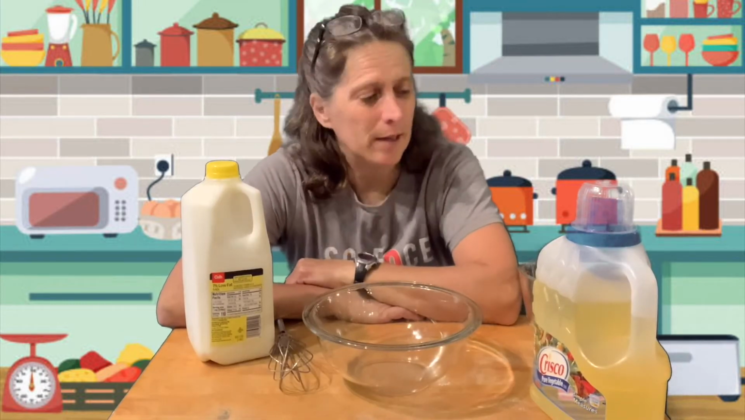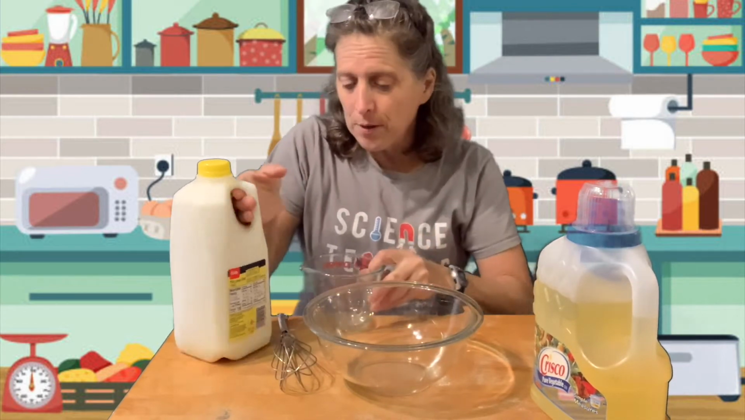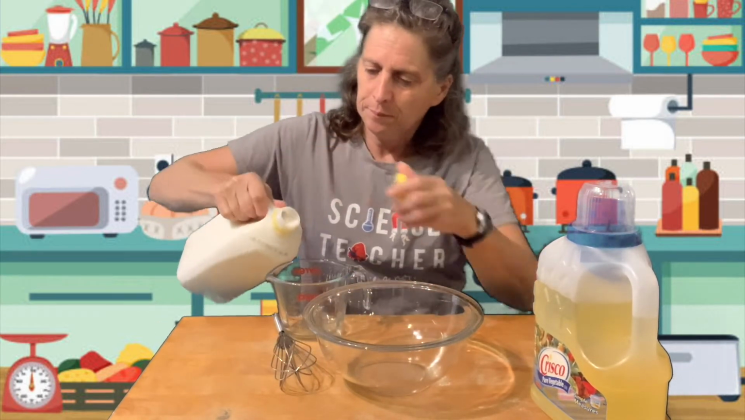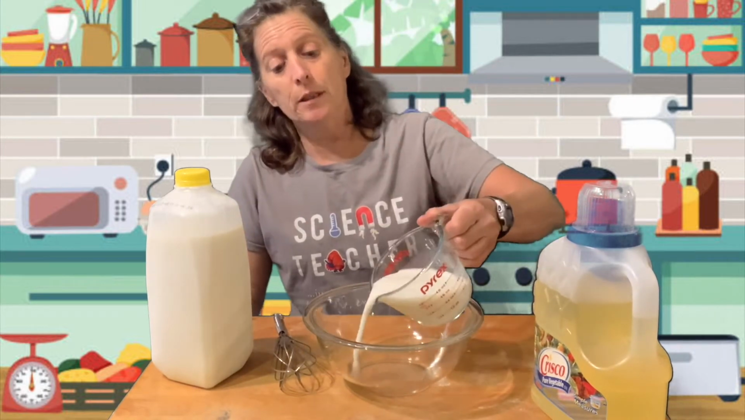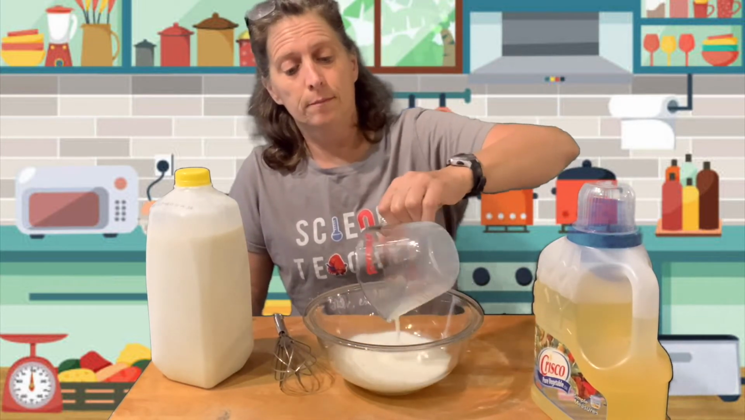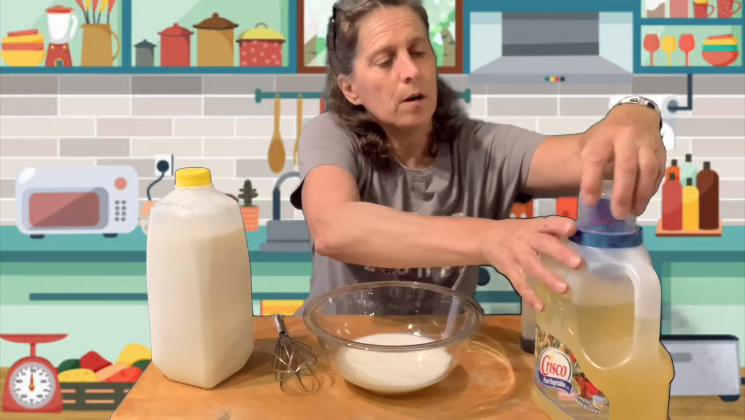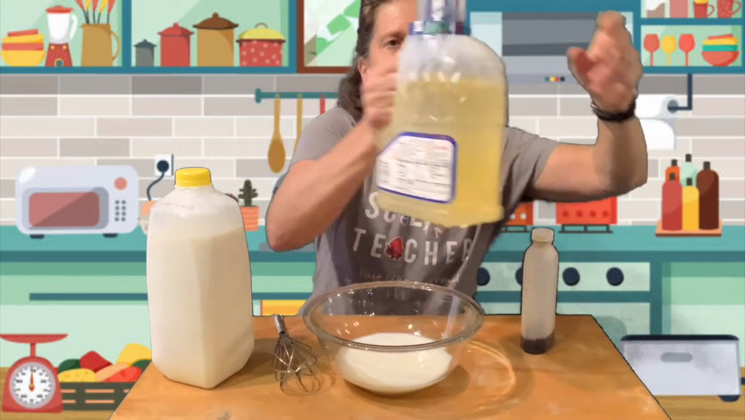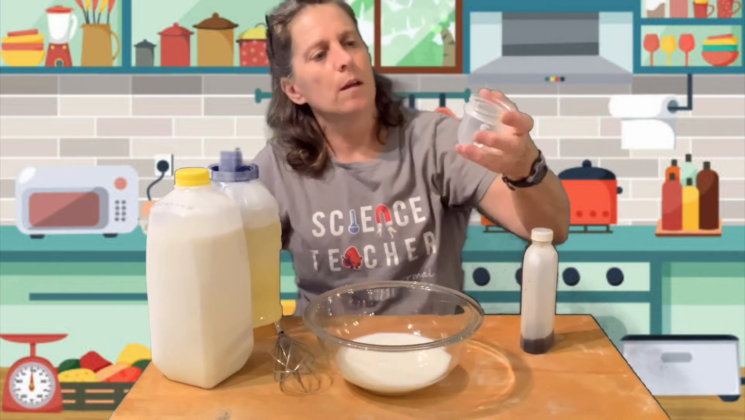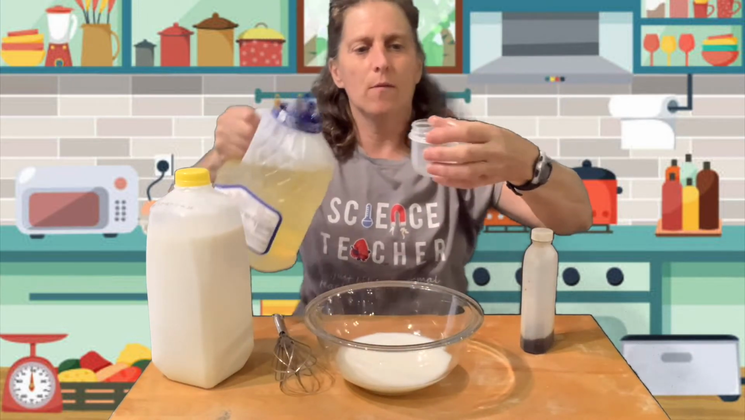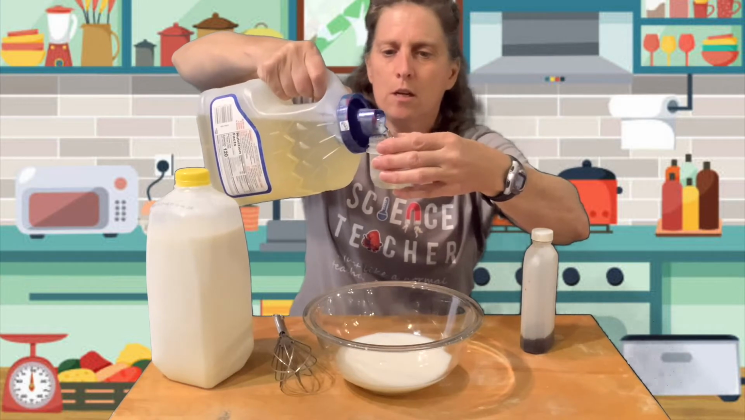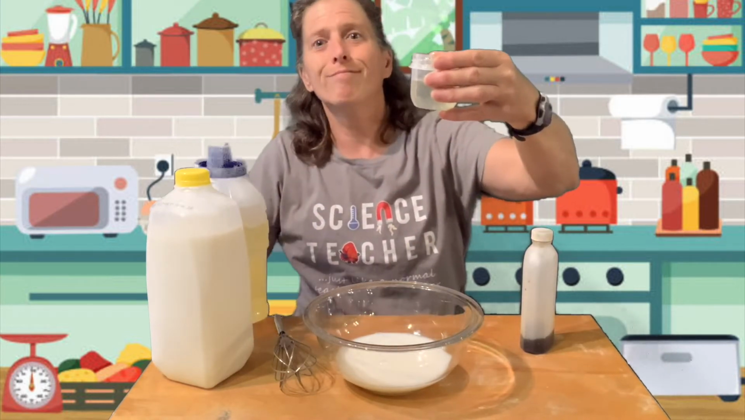Time for my wet ingredients. I need 1 cup of milk. You could easily make these cookies vegan by eliminating the dairy milk and going with the plant-based milk. I'm going to use the dairy milk. That's what I have. Next, I'm going to add a 1/4 cup of vegetable oil. Now this cool vegetable oil actually has a measuring cup in the top, so that's going to save me having to do some dishes. That's about a 1/4 cup right there.